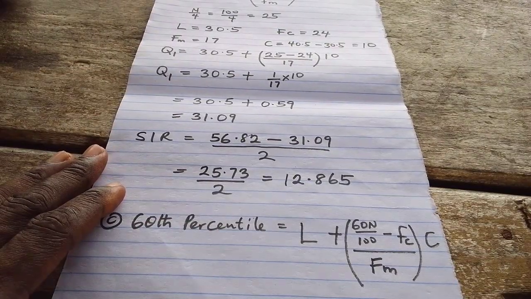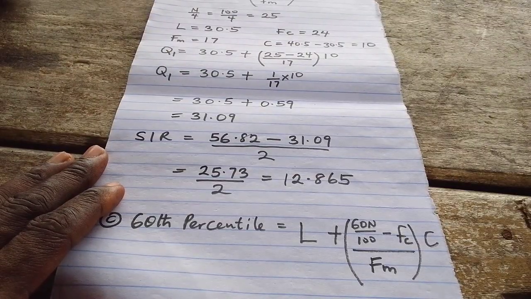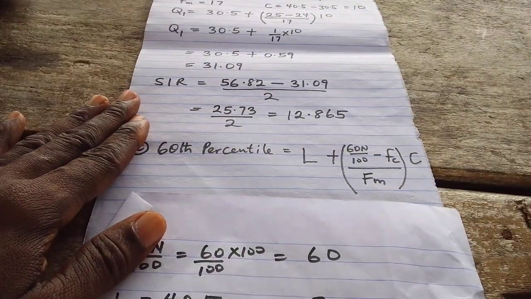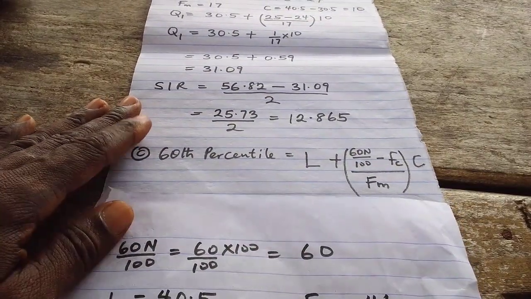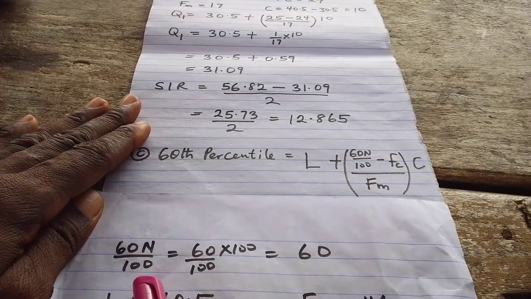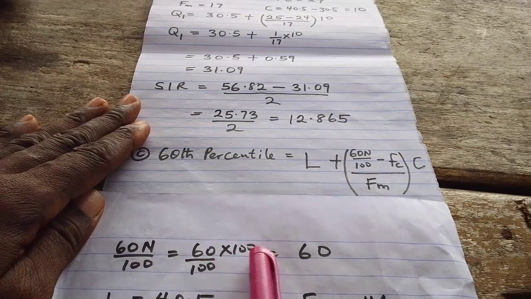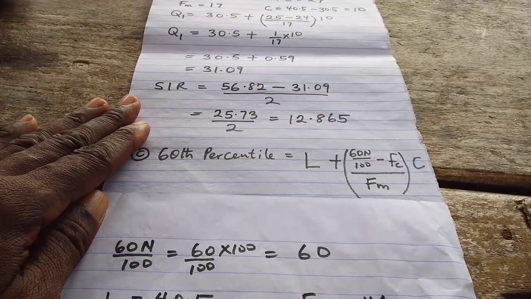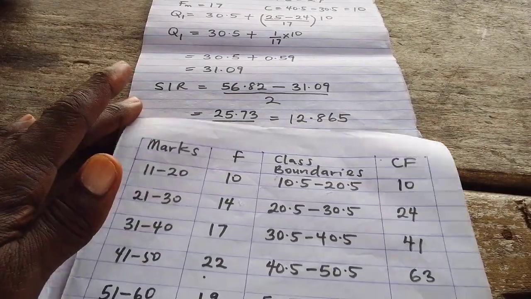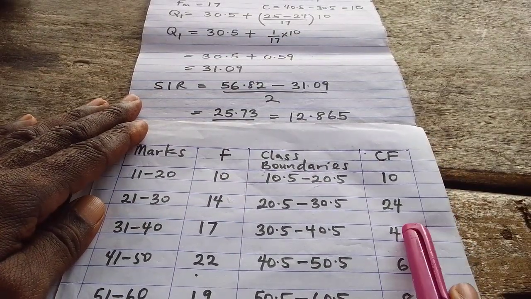So now we are going to look for our L. Our L here for this 68th percentile, you need to first of all get the position for the 68th percentile. To get the position, you are going to use 68N/100, where our N is 100. 68 times 100/100 will give us 68. You will now come to the cumulative frequency. Where are you going to see 68? You realize that you see it in this 61. 68 is more than 41.